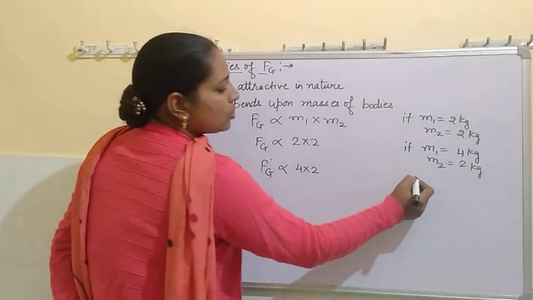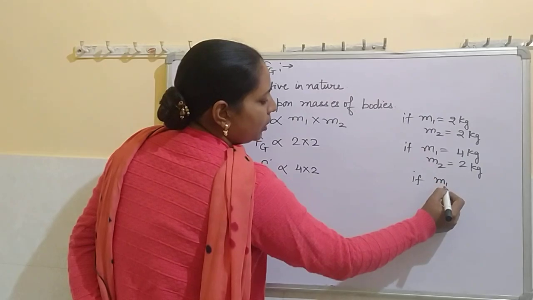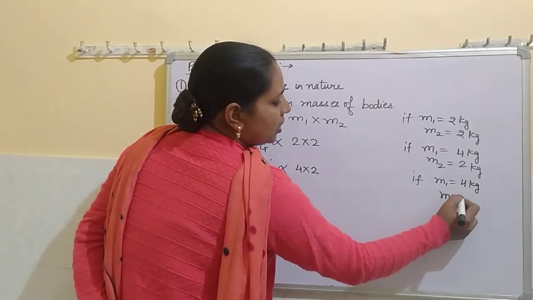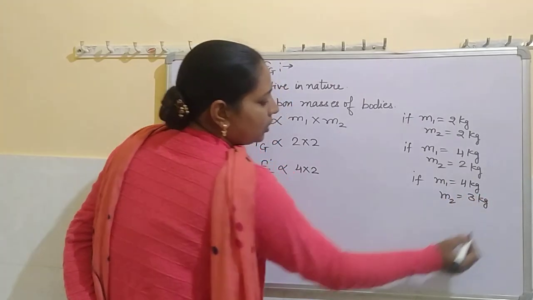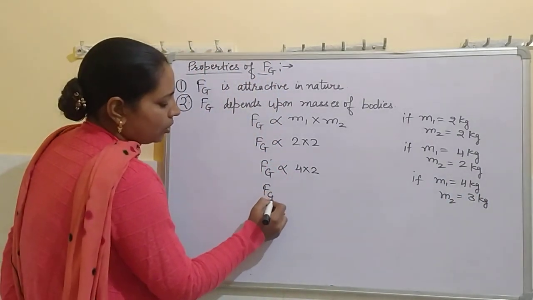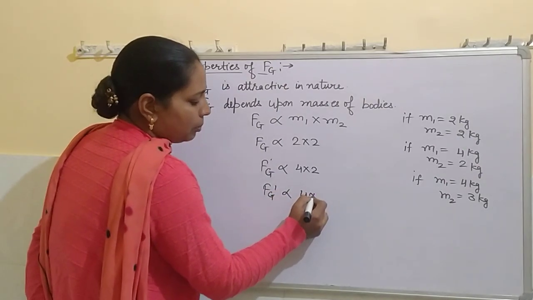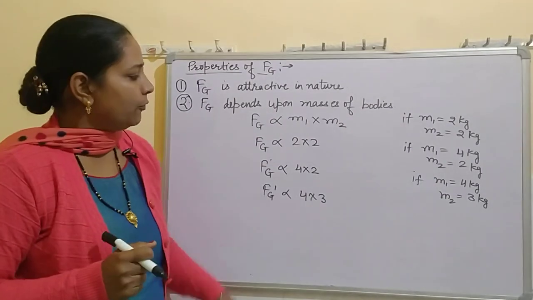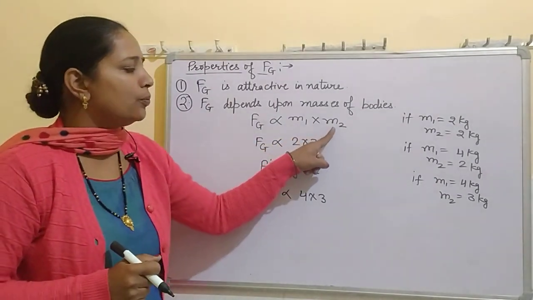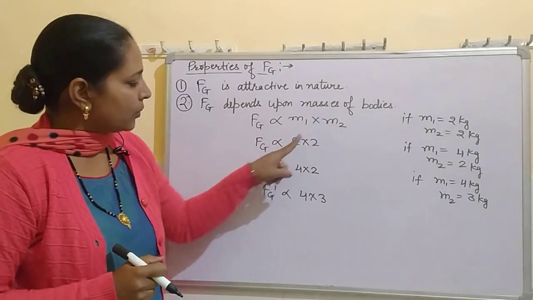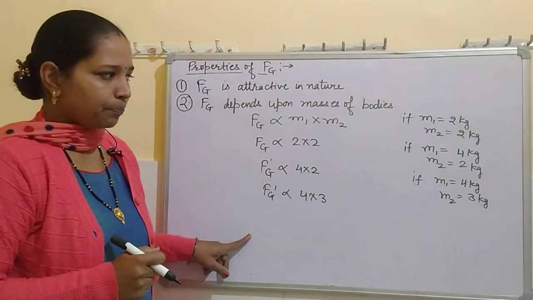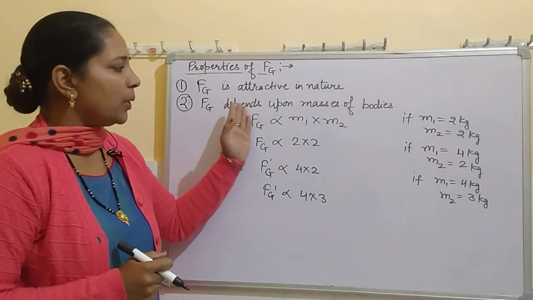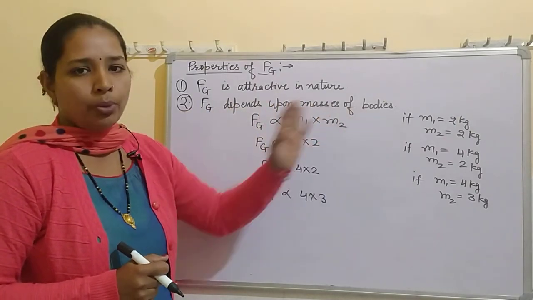If I change the mass of the second body also simultaneously, so that m1 is 4 kg and m2 is 3 kg, then what will be the force? This time the force is 4 multiplied by 3. These examples prove that if we change the value of the mass of either body, then the force will change. This simply indicates that Fg depends upon the masses of bodies.